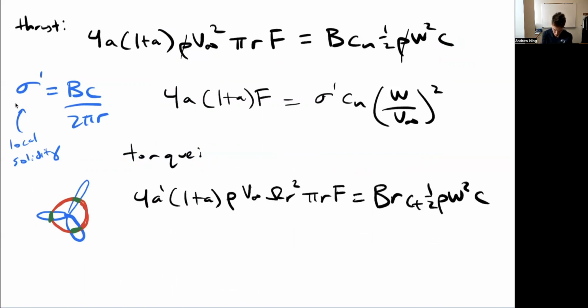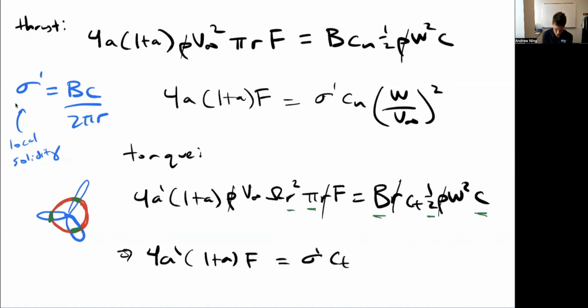Okay, again, a few things cancel out, not a lot. Some rhos cancel out. One of the R's cancels out. I'm going to then have that solidity term again, right? Because I've got a B, a C, a 2 in the denominator, and the pi, and one of these R's I'll bring over. Okay, and so if I do that, I get 4a prime 1 plus af equals sigma prime CT times W over V infinity times W over omega R. Okay. So these are my 2 equations that I've got.